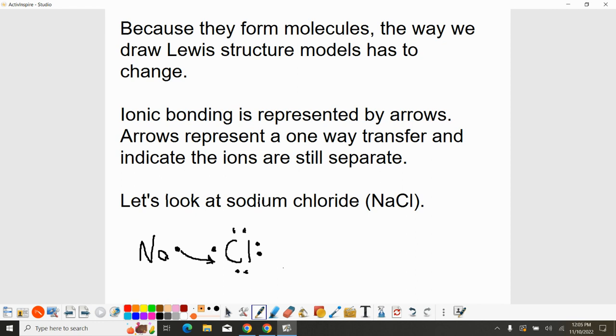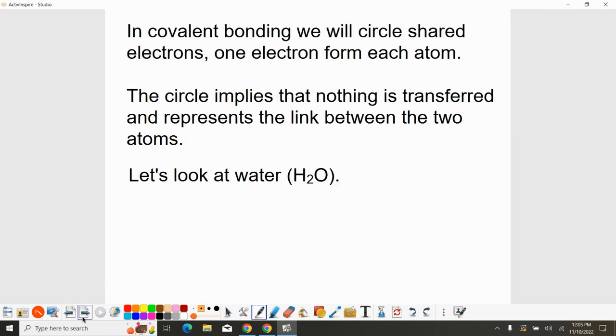Dots and arrows. In covalent bonding, it's a bit different because we're not going to transfer electrons. Both elements have high ionization energy, both have high electron affinity, so nothing wants to lose electrons, they both want to take them. To model that sharing, we have to do things a little differently.